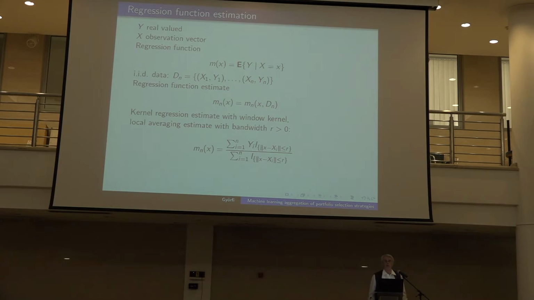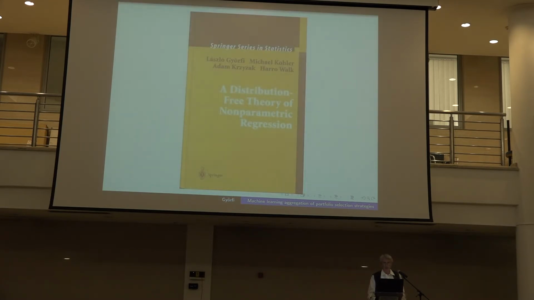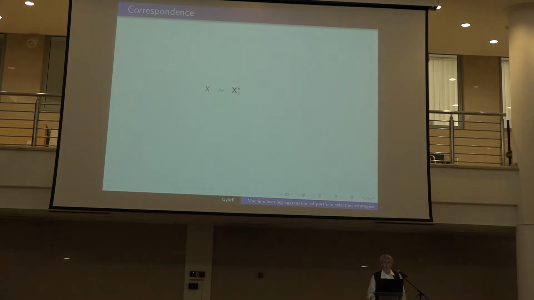It's a very obvious local averaging estimate, and in this way we estimate the regression function. If you would like to read more, including the neural networks, it was not my chapter, from this book. So the correspondence is easy. The observation vector is the k-length past of the current time. The y is the log return, and the regression function estimate will be denoted by m sub b.